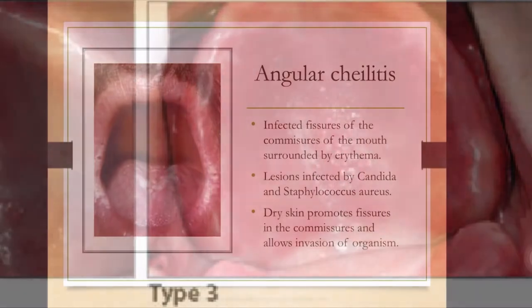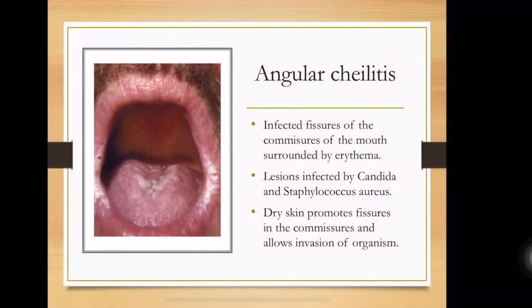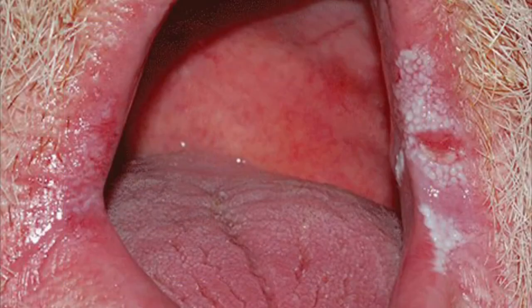So let us move to the next lesion, angular cheilitis. Angular, here angle of the mouth. And next, cheili means lip and itis means inflammation. So there are infected fissures of the commissure of the mouth which are surrounded by erythema. Then it leads to crusting and dry skin which promotes the invasion of candidal species.